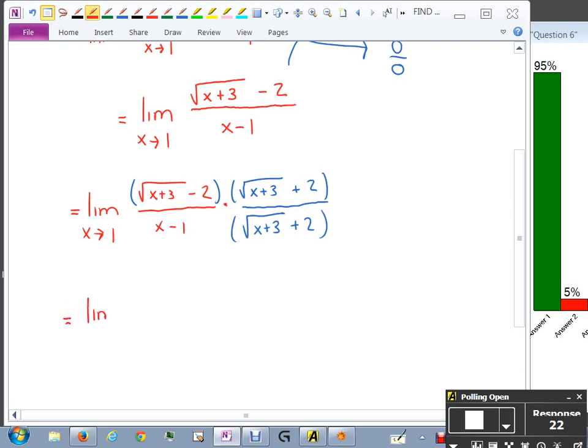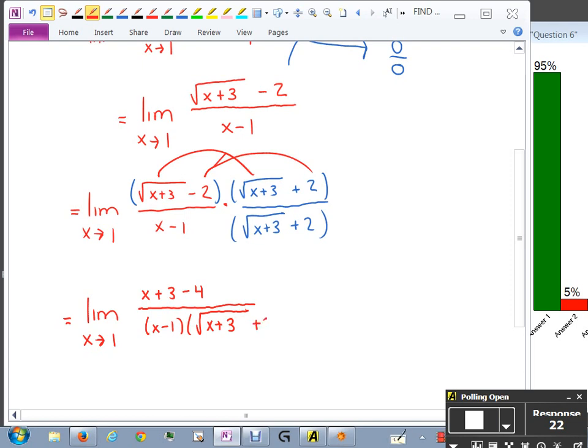Which is the limit as x approaches 1 of x plus 3 first and then minus 4. Right? X plus 3 is what you get when you go here to here, and then the middle ones are gone. The last two multiply to be what? Negative 4. All over all that. But I'm not going to multiply the x minus 1 through to this root stuff. I'm going to leave it alone. Why? That's what I want to cancel, right? I want that to go away.